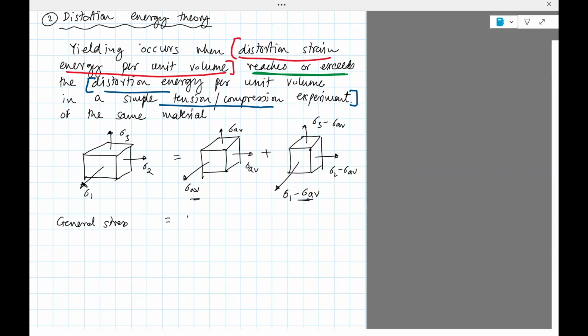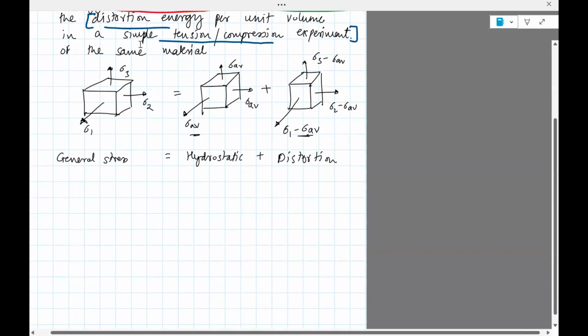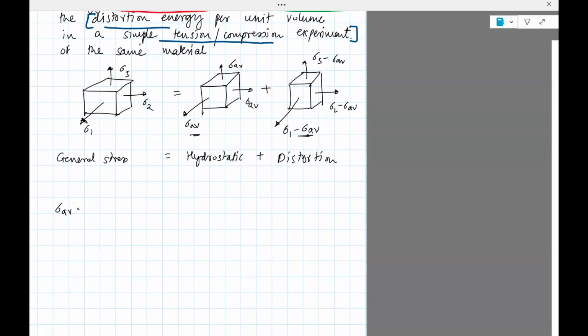It's broken into two parts, a hydrostatic part and a distortion part. Okay, what is this sigma average? It's basically the average stress, sigma 1 plus sigma 2 plus sigma 3, divided by 3. So this uniform stress, which acts on all the walls of this cube, is hydrostatic.